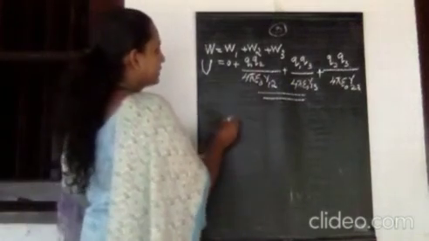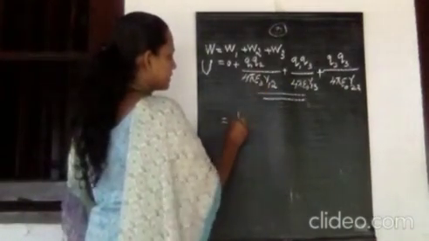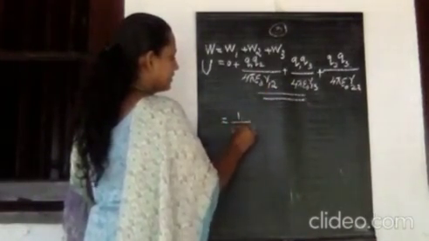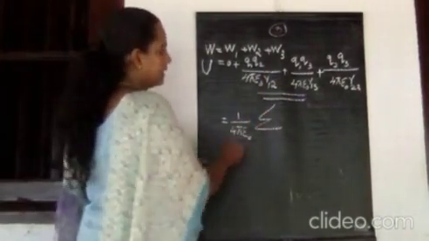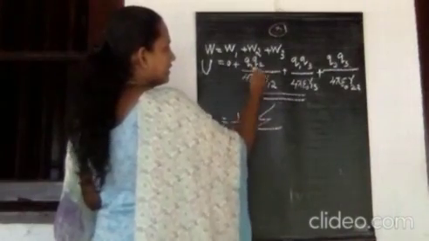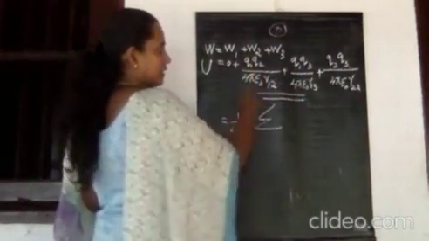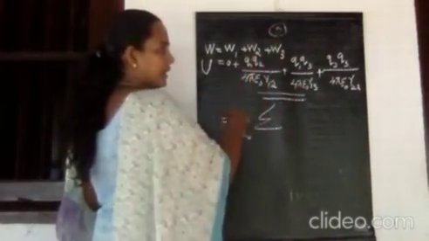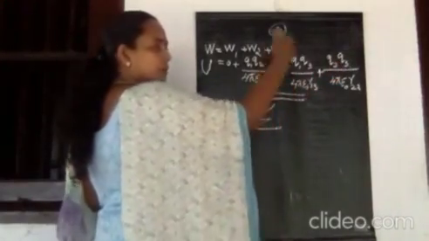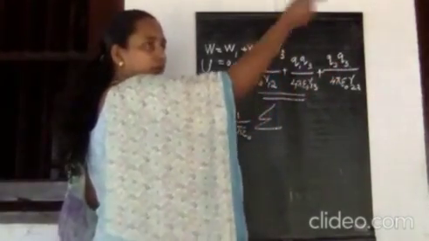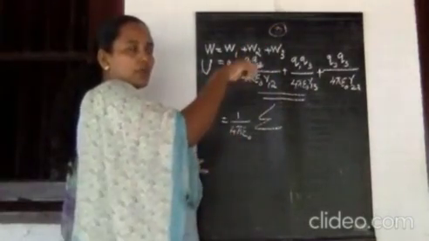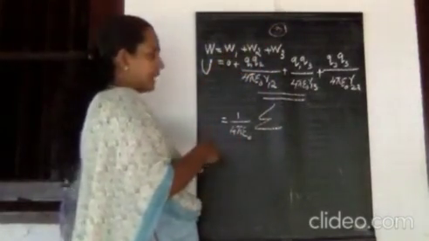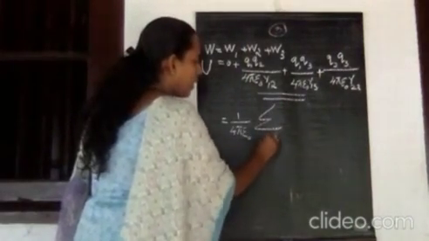You can write this one as 1 by 4 pi epsilon 0 is constant. You can write the sign as sigma. Okay. Q1, Q2 is there. Q1, Q3 it is there. Then like that Q1, Q4 will be there. And Q2, Q3 is there. Q2, Q4 will be there. Q2, Q5 will be there. Then Q3, Q4 will be there. Q4, Q5 will be there. So like that, you can write sigma of all pairs.